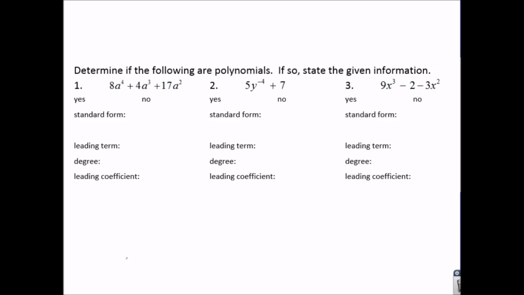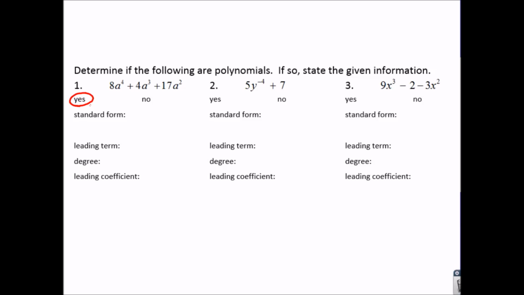So the next thing we need to do is see if we can figure out if something is a polynomial or not. If it is, then we're going to write it in standard form, say the leading term, degree, and leading coefficient. So the first problem here, we have 8a to the fourth plus 4a cubed plus 17a squared. So even though it has a's and not x's, this is still going to be a polynomial. There are no weird things going on. There are no negative exponents. There are no variables in denominators. There are no square roots, no absolute value. It's just a normal looking equation.